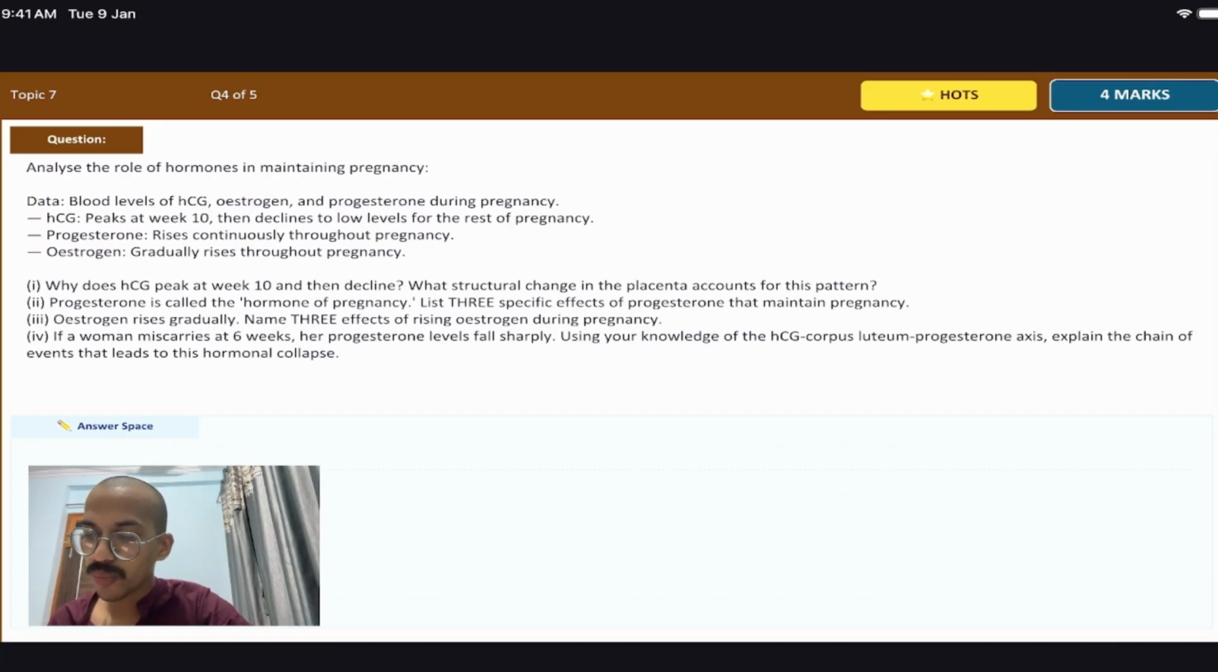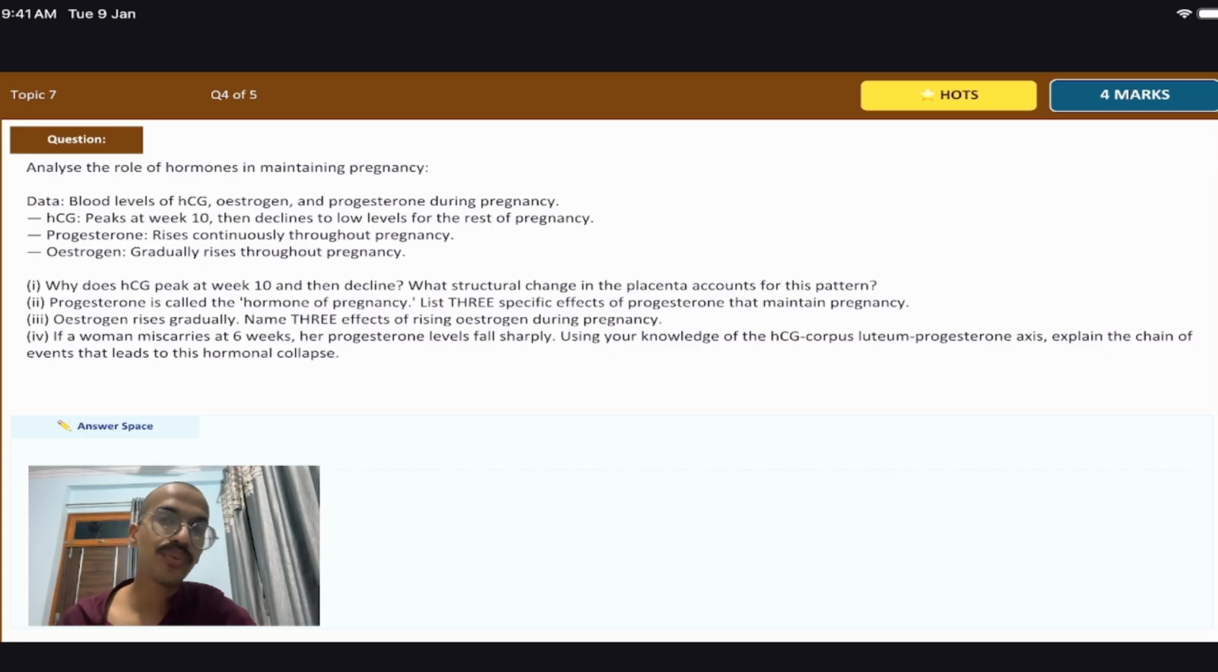Analyze the role of the hormones in pregnancy. Data: blood levels of hCG, estrogen, and progesterone during pregnancy. hCG peaks at week 10, then declines to a low level for the rest of the pregnancy. Progesterone rises continuously throughout the pregnancy. Estrogen gradually rises throughout the pregnancy. Why does hCG peak at 10 weeks, and then decline?